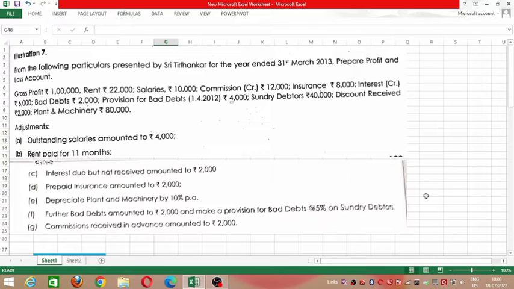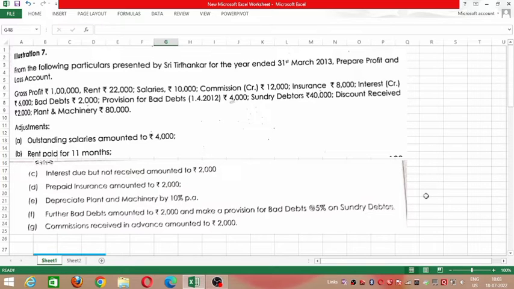Gross profit 1 lakh, rent 22,000, salaries 10,000, commission (credit) 12,000, insurance 8,000, interest (credit) 6,000, bad debts 2,000, provision for bad debts on 1/4/2012 4,000, sundry debtors 40,000, discount received 2,000, plant and machinery 80,000.